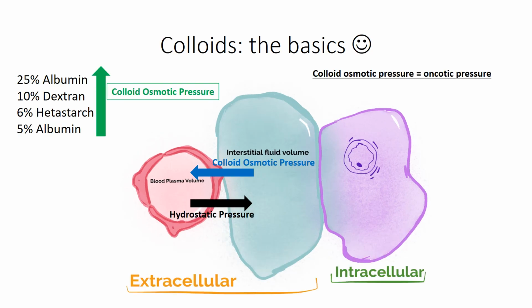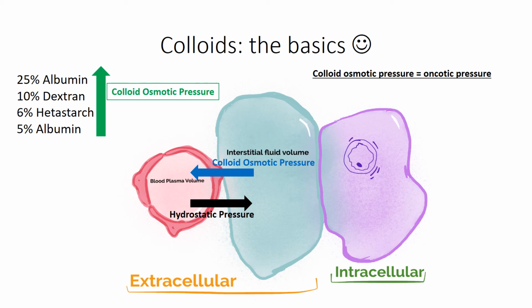Okay, so colloids, the basics of these guys, basically they carry large solute molecules, and those do not readily pass from the plasma to the interstitial fluid. And because they're so large, they generate an osmotic force known as oncotic pressure, or this is synonymous with colloid osmotic pressure. These two are synonyms, okay? So if I use one during this time, you can interchange it for the other one.